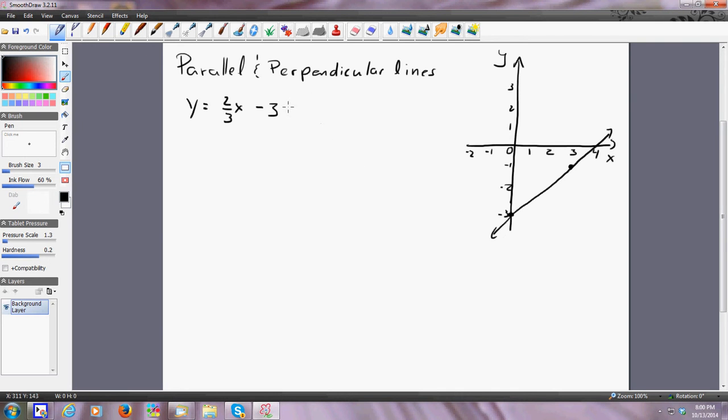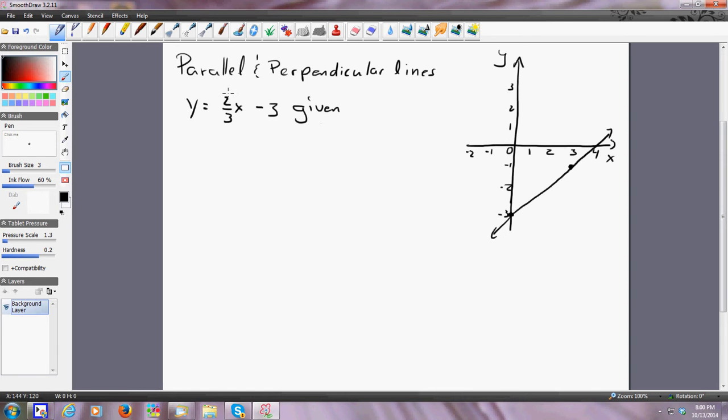Alright, so I'm going to try to do this video on parallel and perpendicular lines, and more importantly, the equations that are parallel and perpendicular to a given equation. So I'm going to give you this equation, and it's just the equation of a line, and I graph the line in my awful graph here. And I start at -3, I go up 2 and over 3, up 2 and over 3.